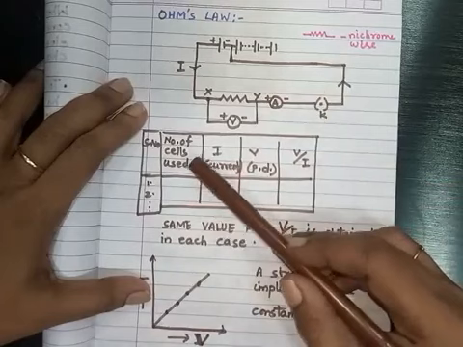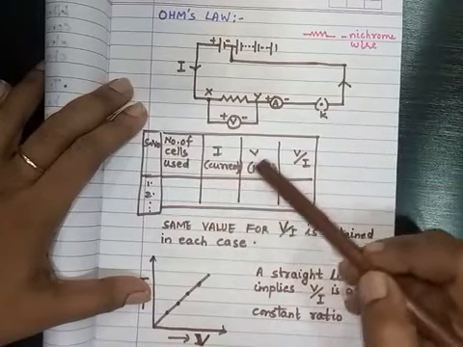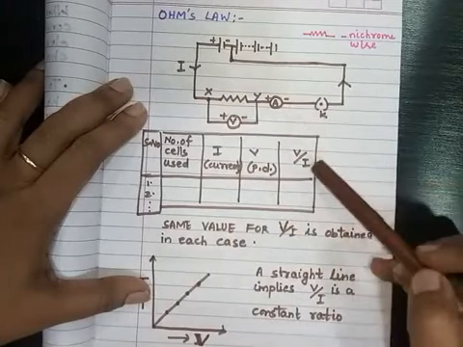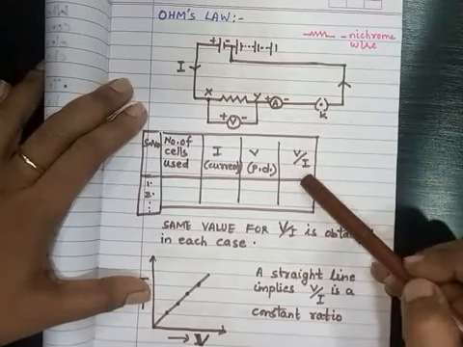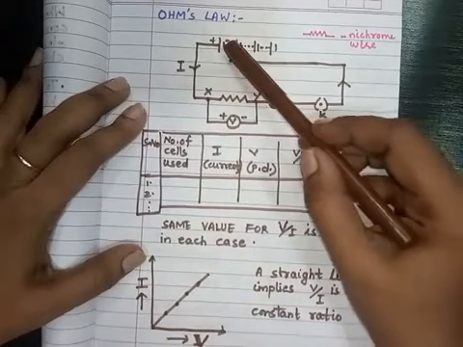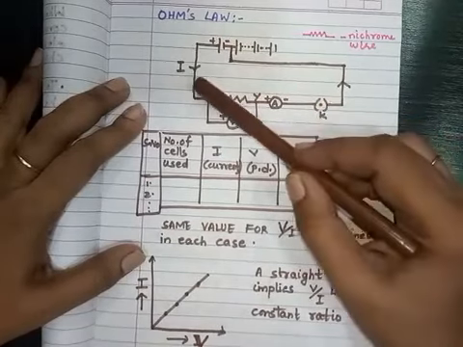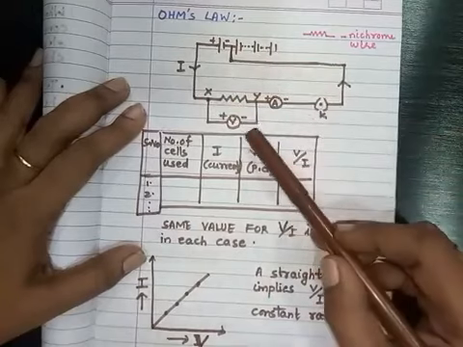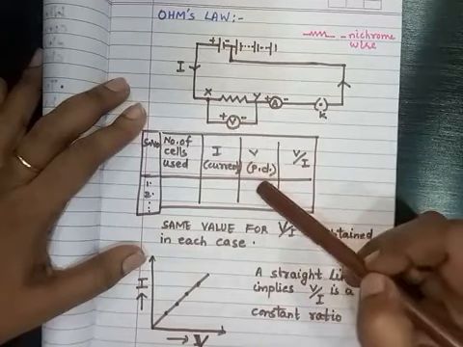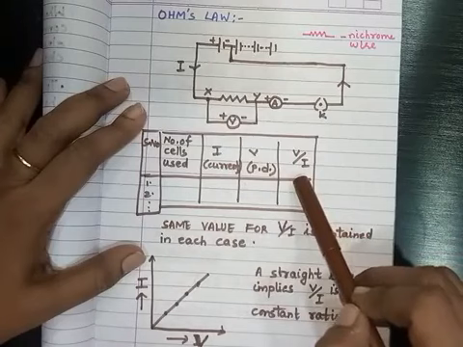The observation table is like this. We will write the number of cells used, the value of the current, and the value of the potential difference as noted by the voltmeter and ammeter, and then we take a ratio of V upon I. Now, to begin with the experiment, first one cell is connected. As soon as one cell is connected and we plug in the key, the current starts flowing. We note down from the ammeter the current flowing through the circuit, and from the voltmeter the potential difference, and find out the ratio of V upon I.